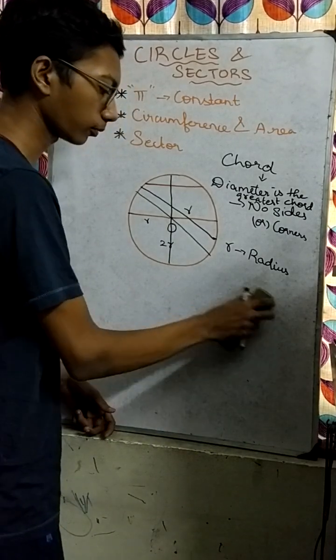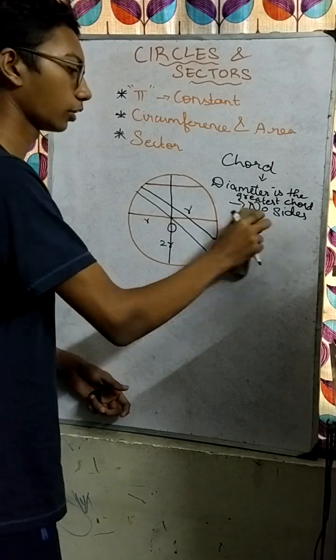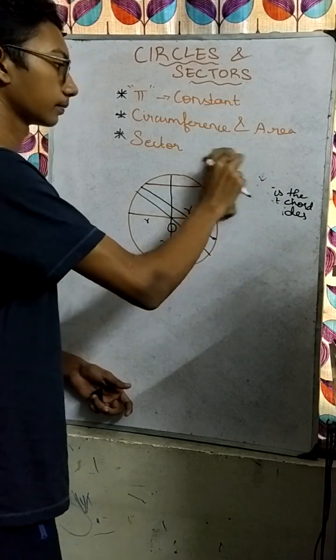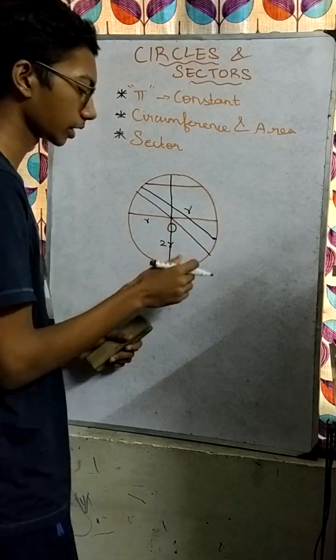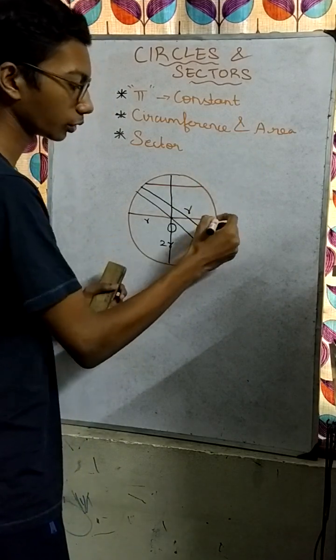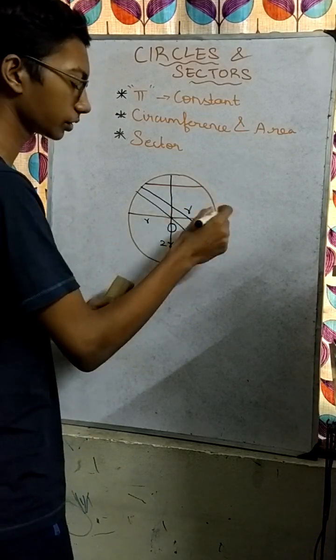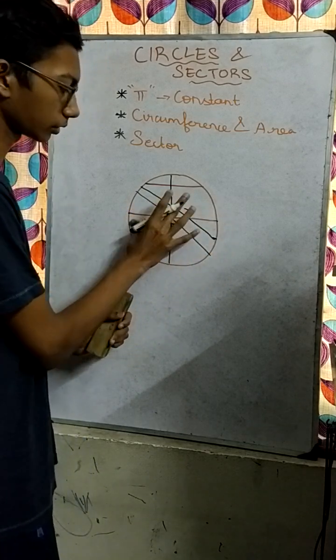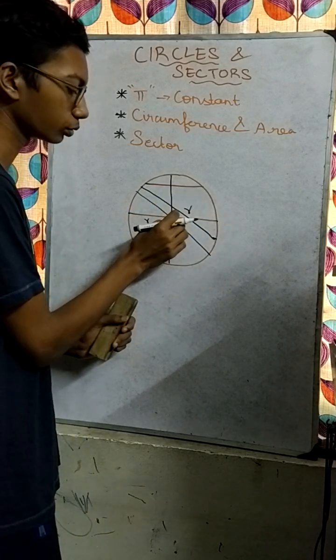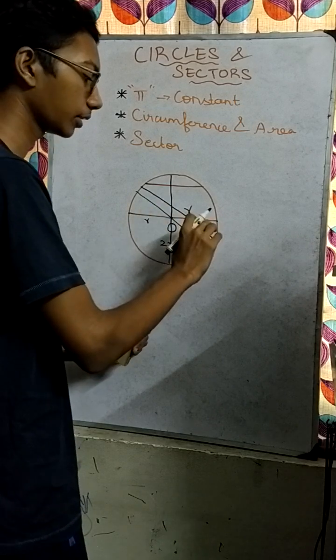Now there are formulas for finding all these. First we will see the radius, which is just the distance from the midpoint to any point on the circle. So this is the radius. And the diameter is like the chord but it passes through the center. So that is the diameter.